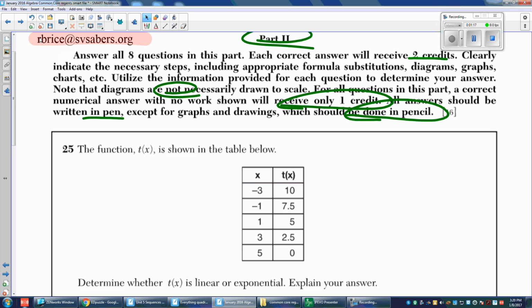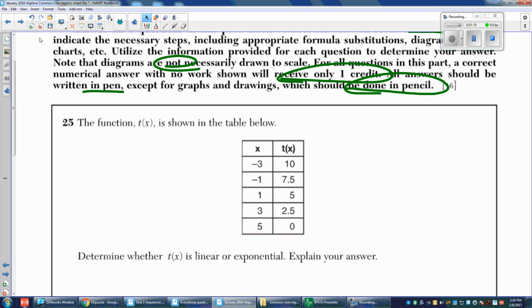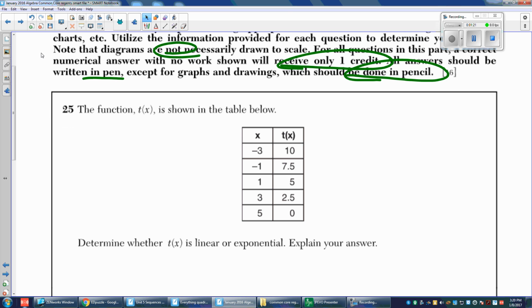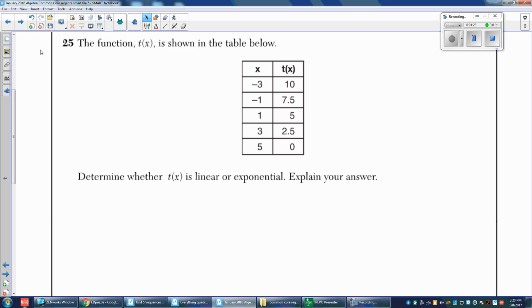Number 25, the function t of x is shown in the table below. Determine whether t is a linear or exponential function. Explain your answer. There are 2 ways to do this question.